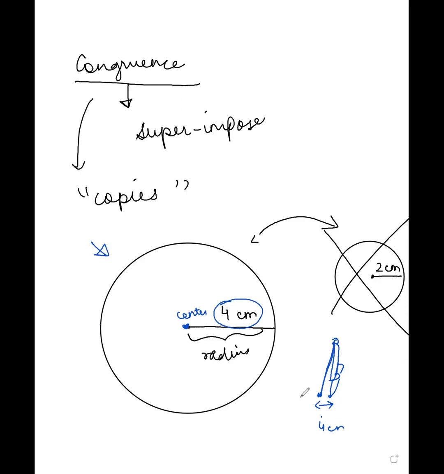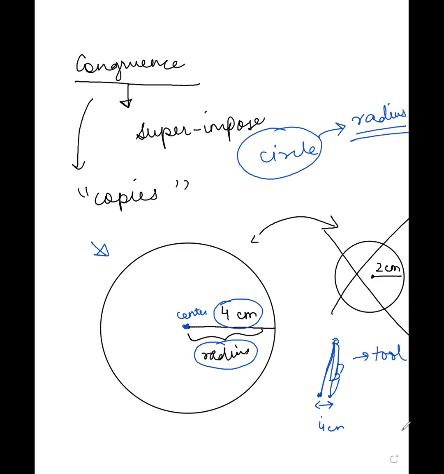So for a circle, if you want to make a copy of a circle, what all measurements do you need? The compass? No, not the tool, what all measurements do you need? 4 centimeters. Yeah, just the radius. So remember this: to make a circle, you need just the radius, and you will be able to make the circle.